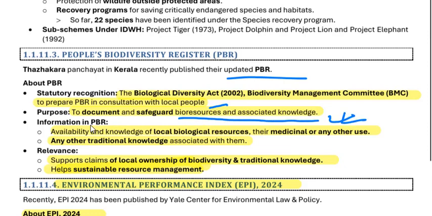This is the availability and knowledge of local biological resources, their medicinal or any other uses, and any other traditional knowledge associated with them. This is to support claims of local owners of biodiversity and traditional knowledge. It helps sustainable resource management. So this is good. This is about the People's Biodiversity Register. This is actually to accumulate the traditional knowledge.